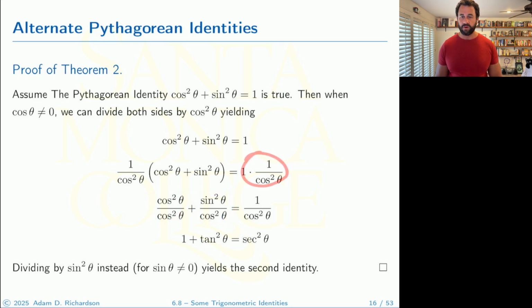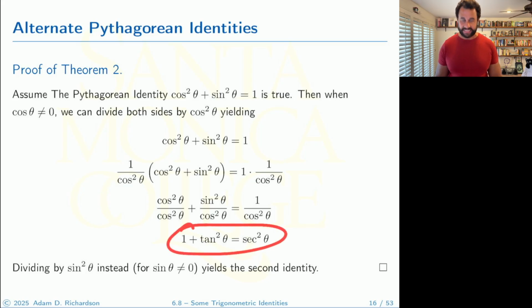This is just 1 over cosine squared theta. Then this is just equal to 1. But notice here we have sine squared theta over cosine squared theta. That's tangent squared theta. And this is just secant squared theta, by the definition of 1 over cosine, right?